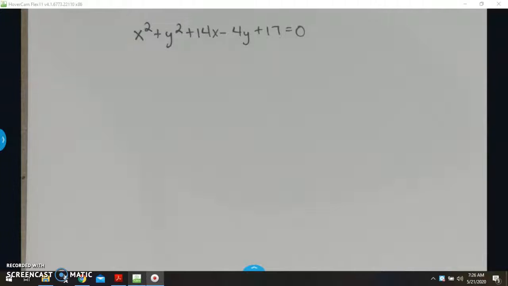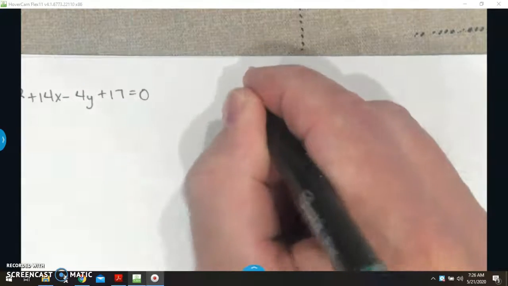Good morning, everybody. Today we're going to be talking about completing the square twice, basically, to create the equation of a circle. Now, we all talked about the equation of a circle before: x minus h squared plus y minus k squared equals r squared. I'll write that up here, just to have it up here.